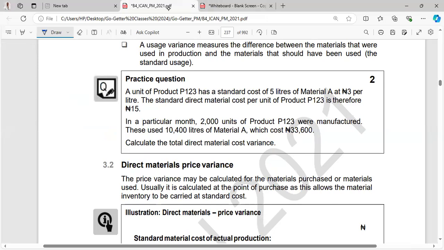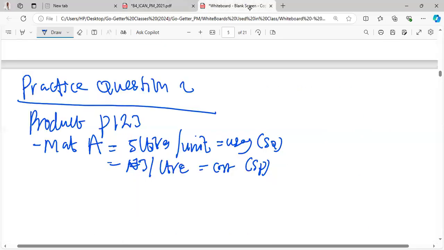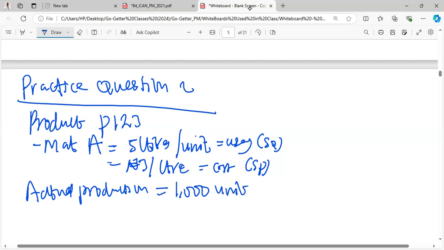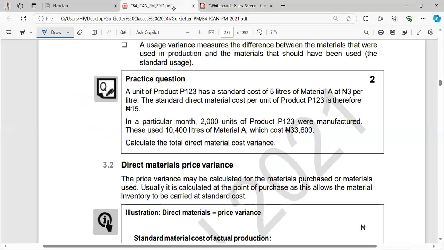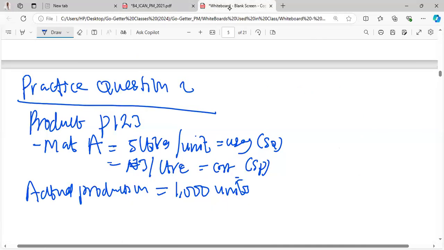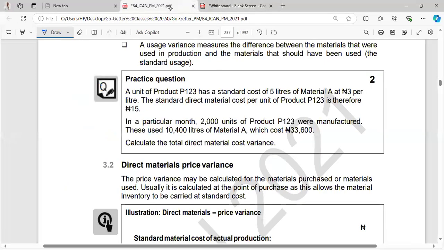In a particular month, 2,000 units of this were produced. So after the standard, you will see actual production, 2,000 units. Sorry, I'll just make it 2,000 units. They used 10,400 liters.